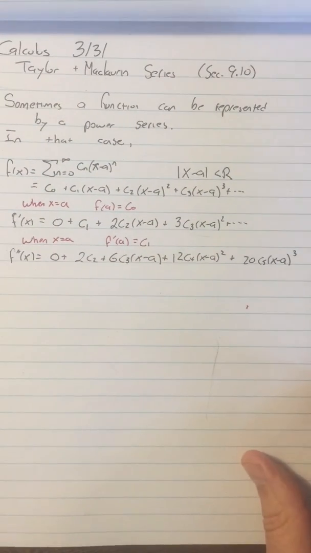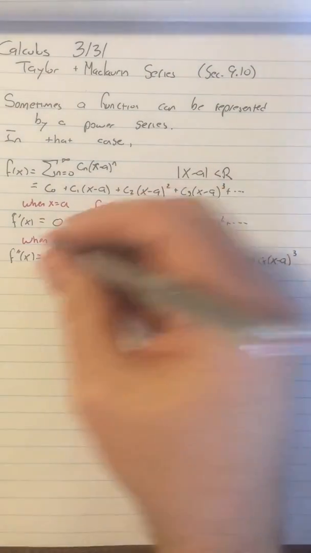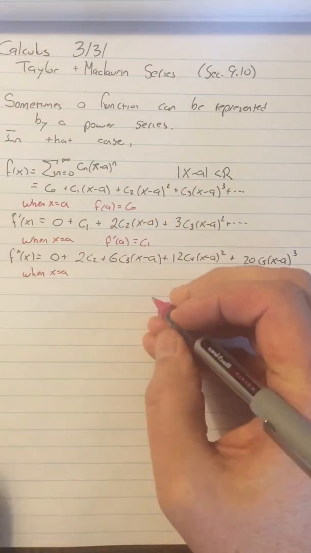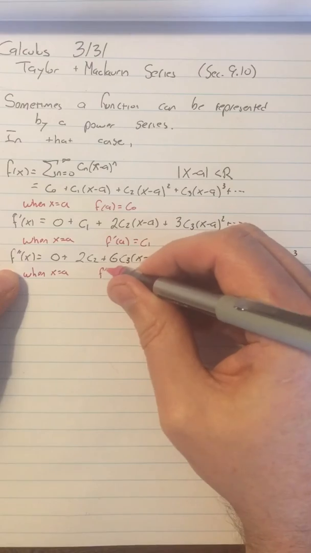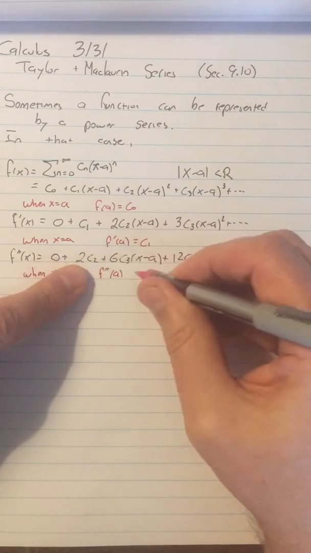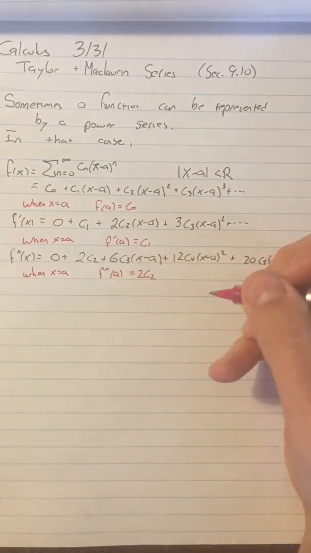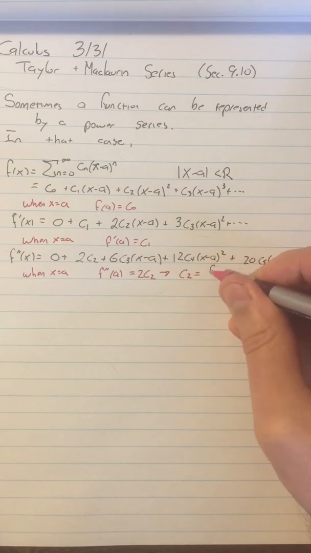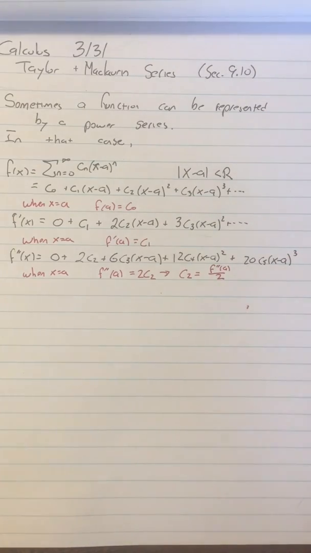Yeah, so that's what I've got so far. And then we keep doing this. We just keep saying, what happens when x equals a? Then I'm going to have f double prime of a, and it equals 2c2. So what that tells me is that c2 is equal to f double prime of a over 2. So I just keep doing that.